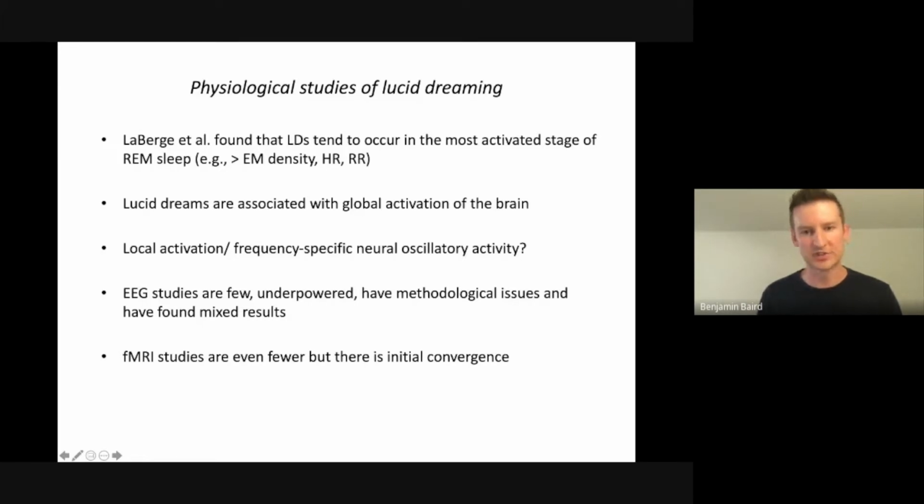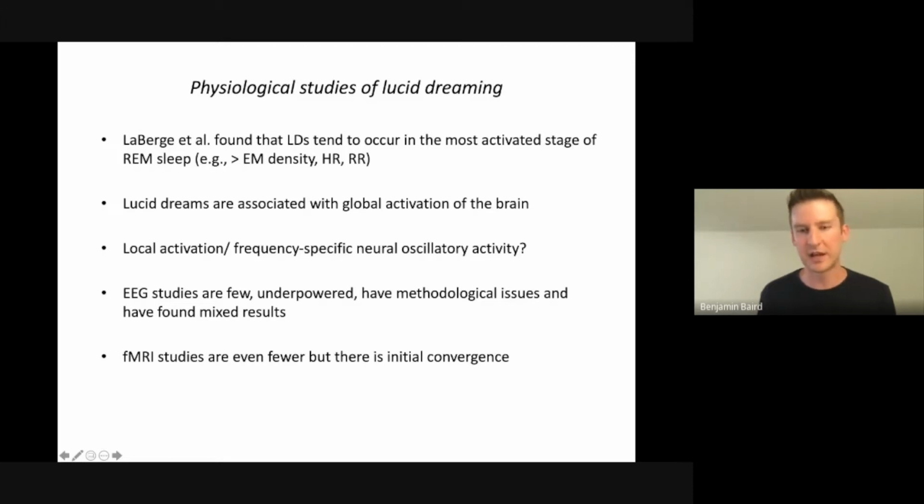And so this has spurred on more studies. Unfortunately, the EEG studies have kind of appeared sporadically over the last 40 years. There's only about 4 of them in the peer-reviewed scientific literature, and they're often underpowered, and they have different kinds of methodological issues. So it's difficult to compare them.